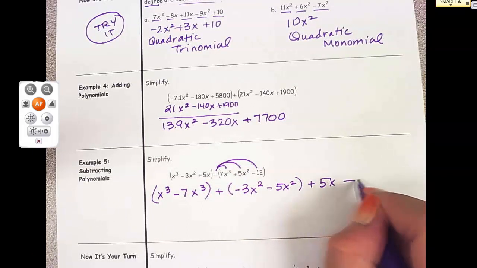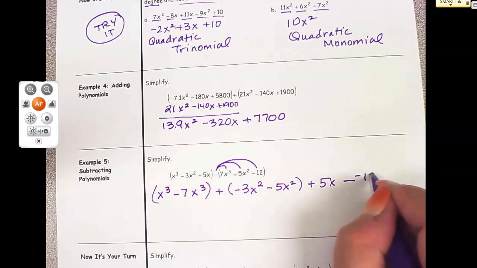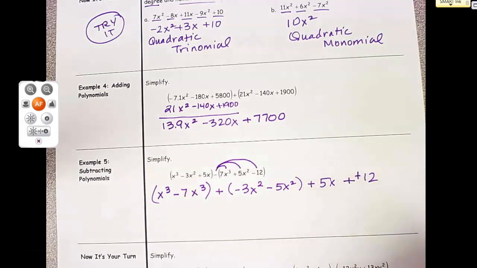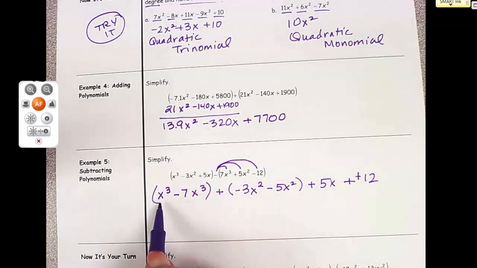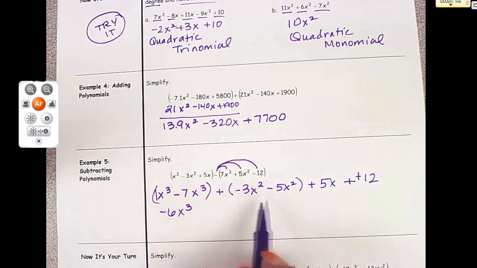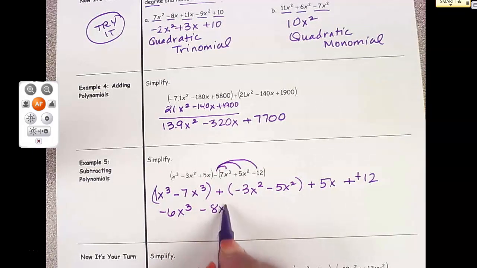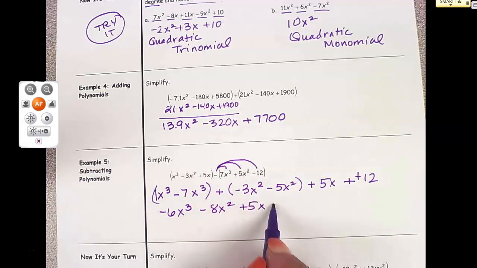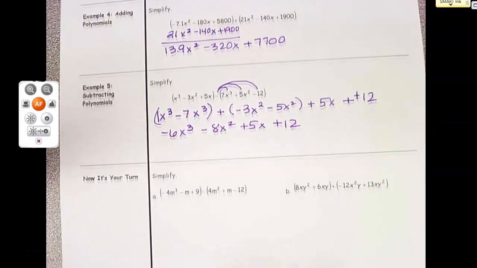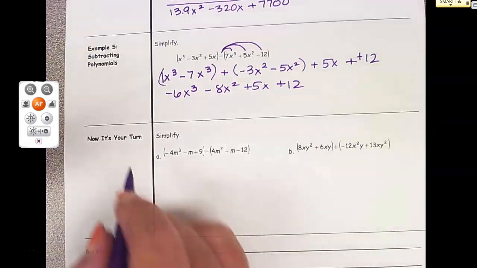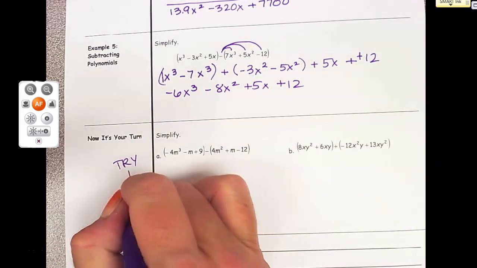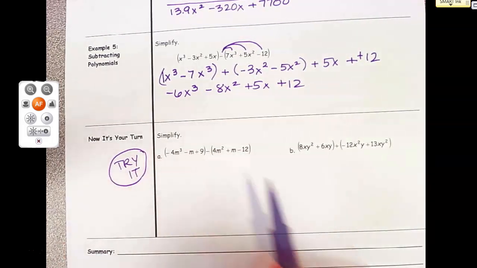And then I'm going to add 5x, and there's nothing to combine it with. And then I'm going to subtract negative 12, and subtracting a negative, we know we can add the opposite. So now, when I combine like terms, I do 1 minus 7, I get negative 6x cubed minus 8x squared plus 5x plus 12. And now it's your turn. Please pause the video and try these two problems. One of them is addition and one is subtraction.